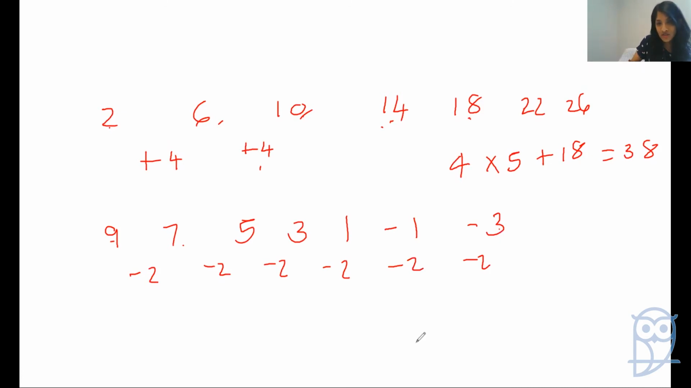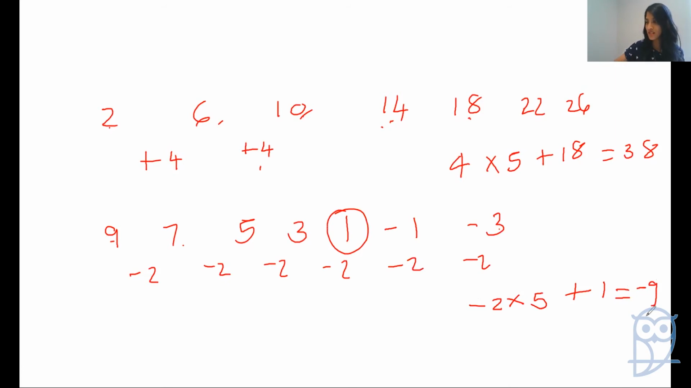I'm saying minus 2 because we are minusing 2. So I'm going to say minus 2 times, they've given us 5 parts to our sequence. So minus 2 times 5 plus 1, because the last number given to us was 1. So what is minus 2 times 5 plus 1? Our answer is minus 9.